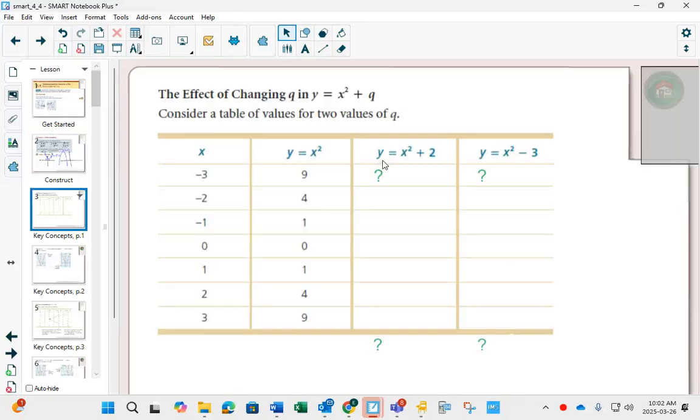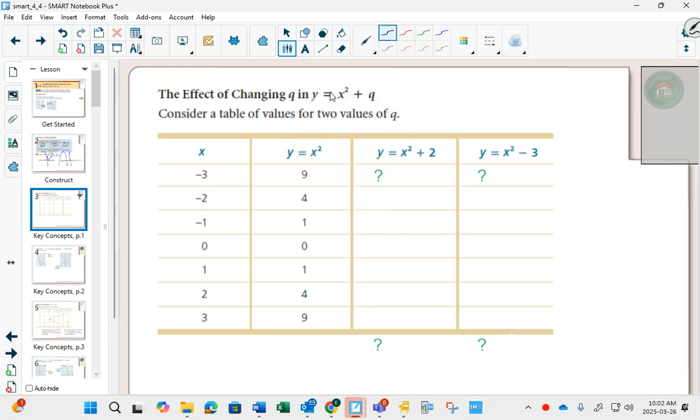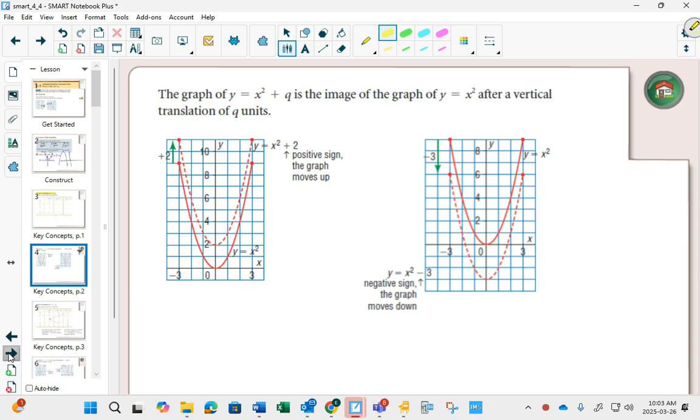Take out your highlighter because we're going to do some highlighting on the next page. So this is the top of page 277. And the first thing we're going to highlight is what does changing the Q do? And we find out that changing the Q just moves the graph up and down.